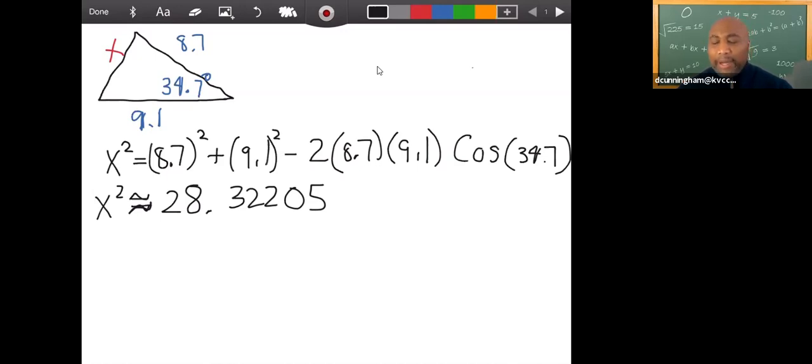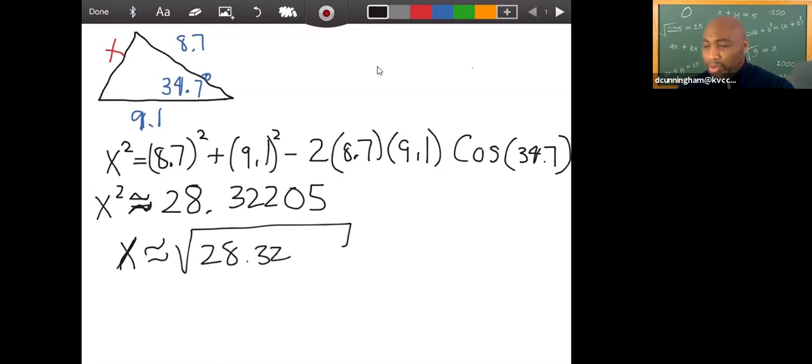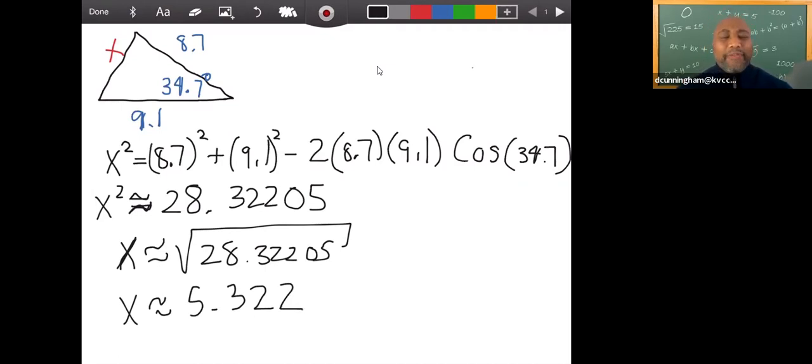So how do we get x by itself? In this case, we'll take the square root on both sides. So we have an approximation, the square root of 28.32205, and that will give me approximately 5.322. And so that will be my answer for the value of x. And if that's it, let's circle it. And that's how we use the law of cosine.